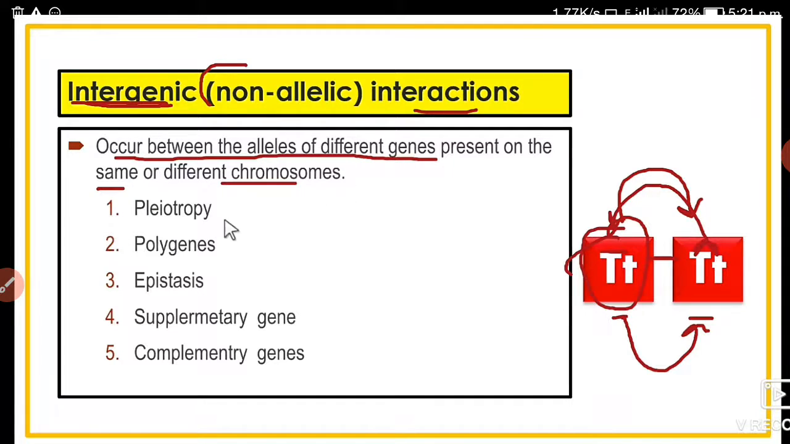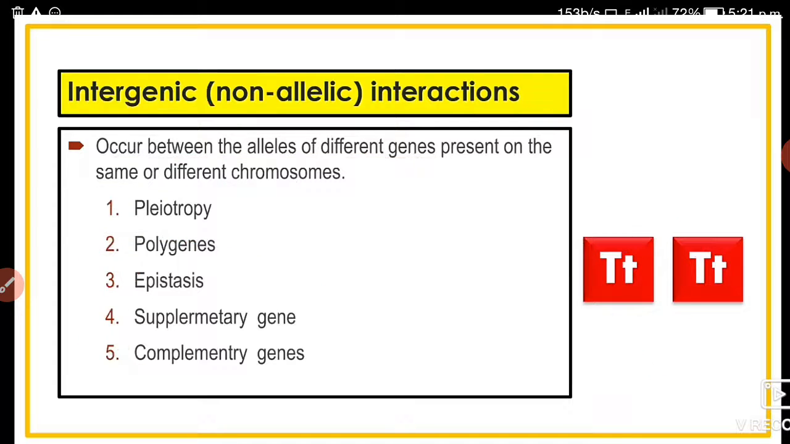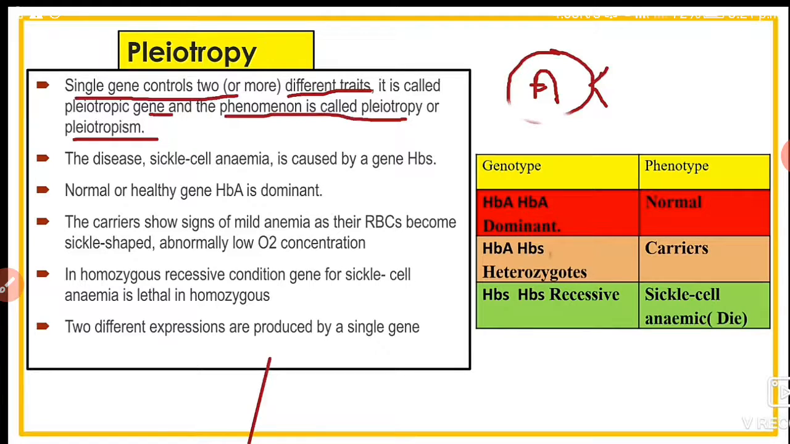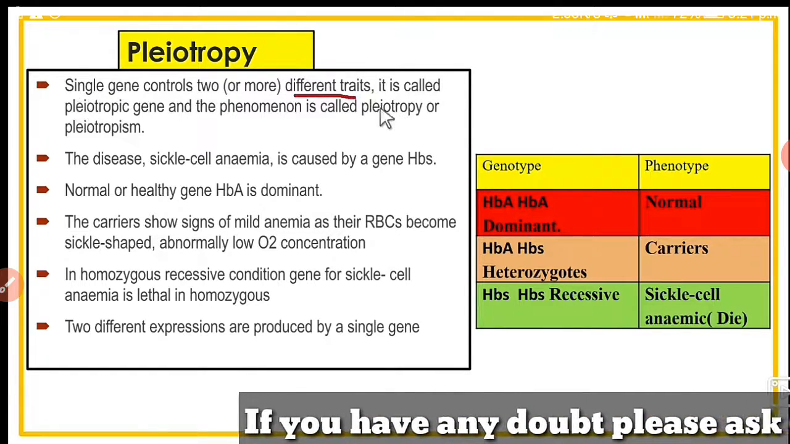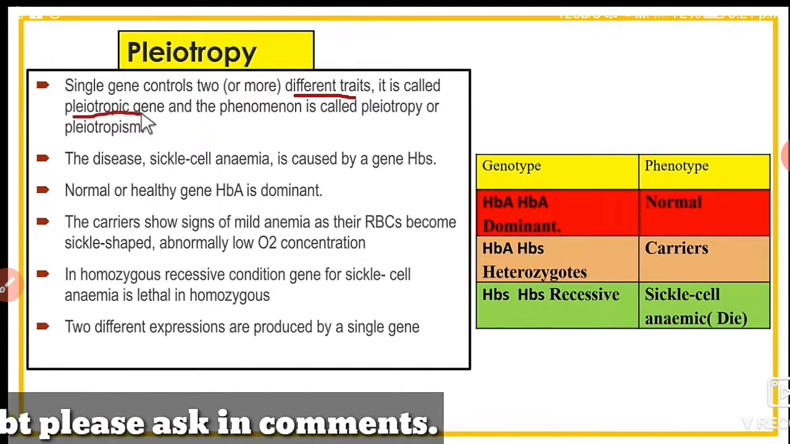In this mechanism, we have to see pleiotropy, polygenes, epistasis, supplementary and complementary genes. In this topic, we first see pleiotropy, in which a single gene controls two or more different traits. Such a gene is called a pleiotropic gene, and the phenomenon is called pleiotropy or pleiotropism.